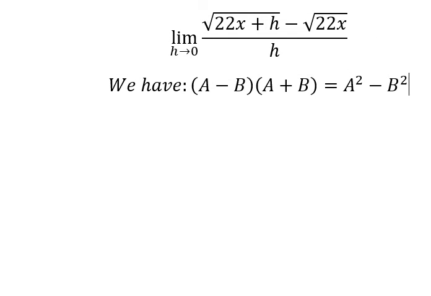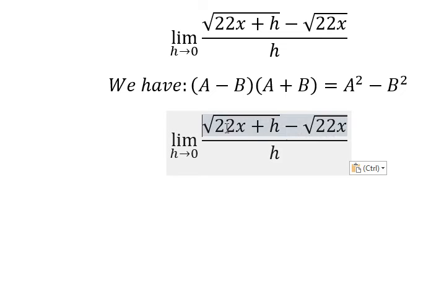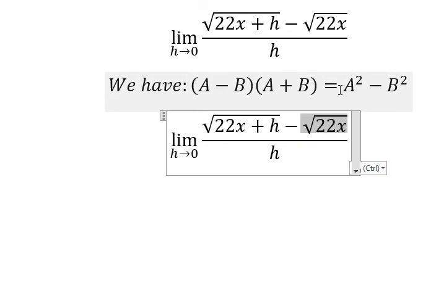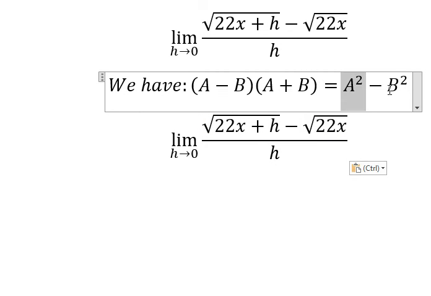So for this one, we have a minus b. So we want to create a² - b². We need to multiply by a plus b on the numerator and denominator.